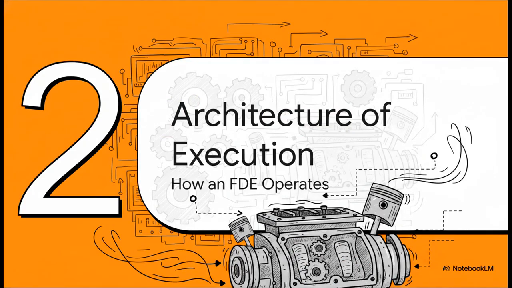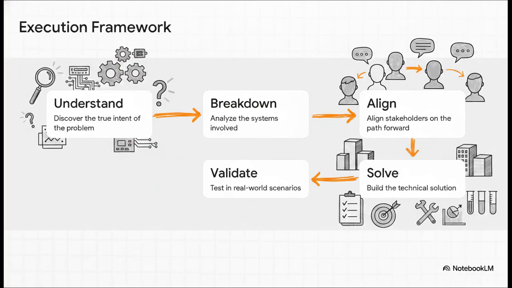Which brings us nicely to our second layer, the architecture of execution, or how an FDE actually operates. Let's look under the hood. An FDE doesn't just guess and hope for the best. They use a really clean, structured execution framework to turn business needs into technical realities. Step 1 is to deeply understand the true intent of the problem. Step 2, break it all down. What APIs need tweaking, what UI updates are required. Step 3 is to align multiple stakeholders across product, engineering, and the customer so everyone's on the same page. Step 4 is to actually solve it and build the solution. And finally, step 5 is to validate it.